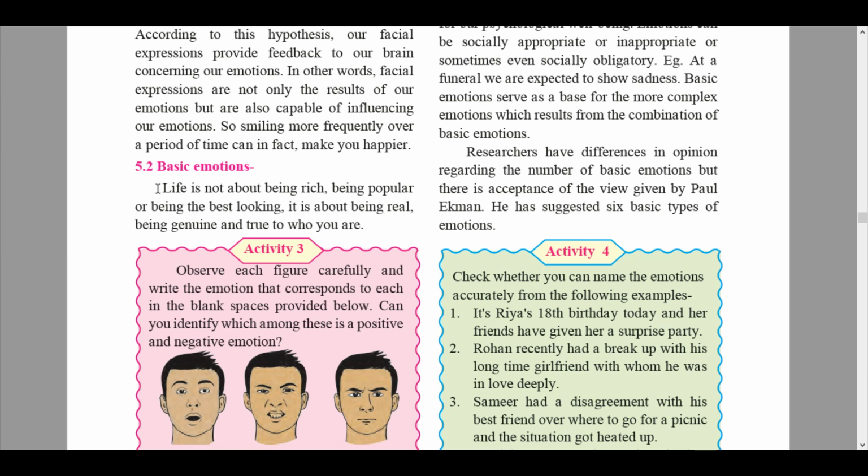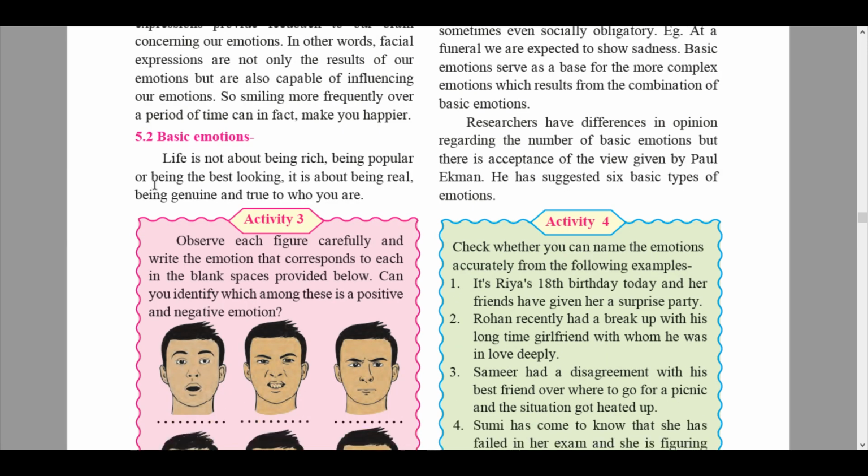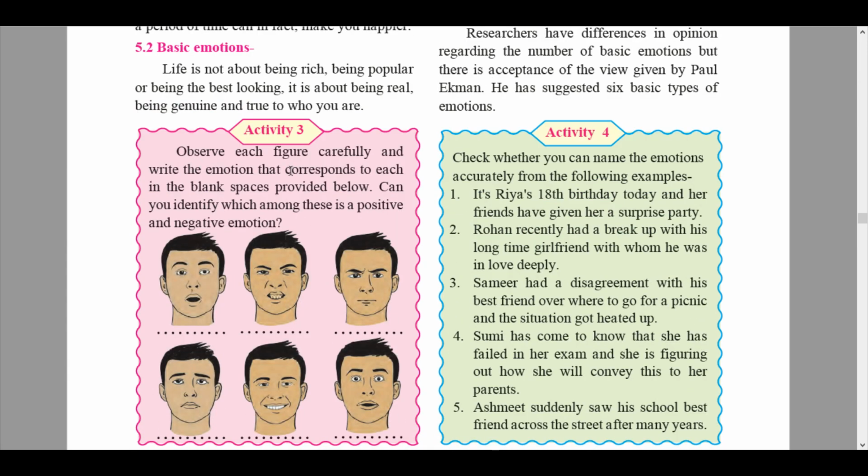Life is not about being rich, being popular, or being the best looking. It is about being real, being genuine, and true to who you are. Activity 3. Observe each figure carefully and write the emotion that corresponds to each in the blank spaces provided below. Can you identify which among these is a positive emotion and a negative emotion?